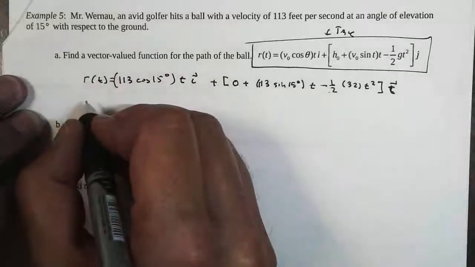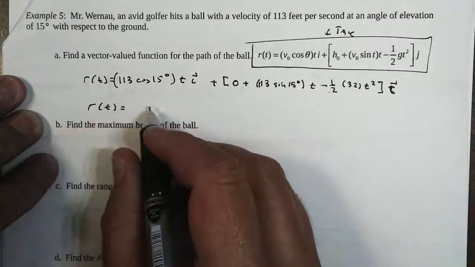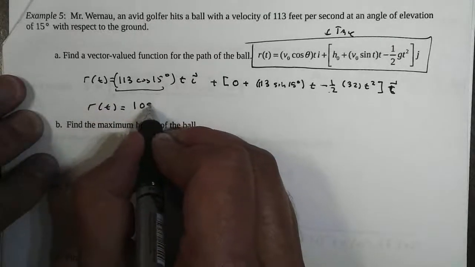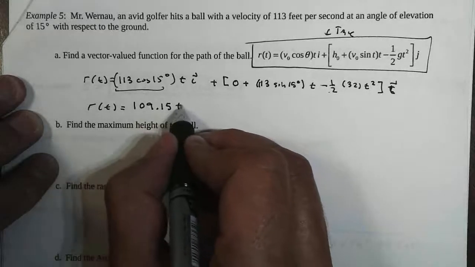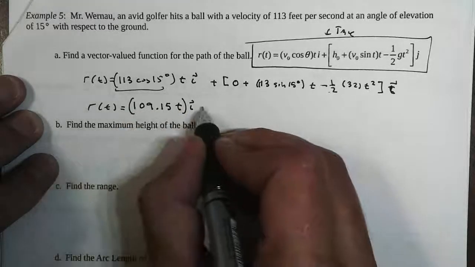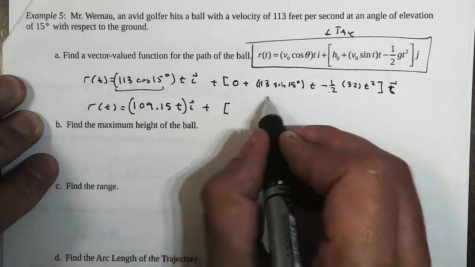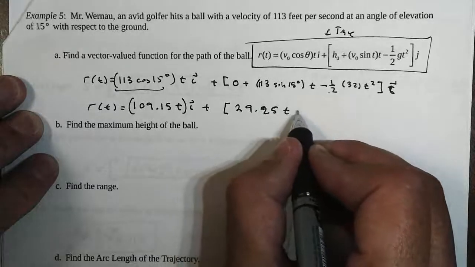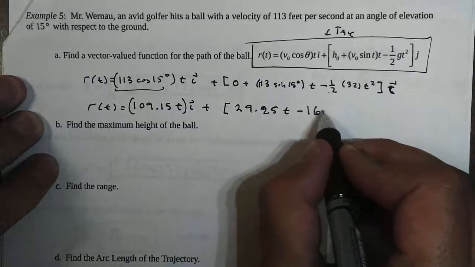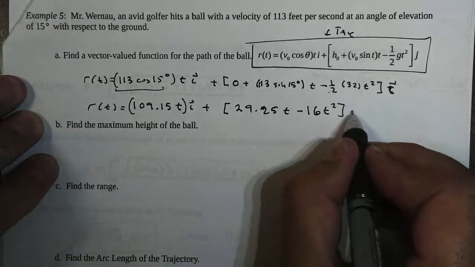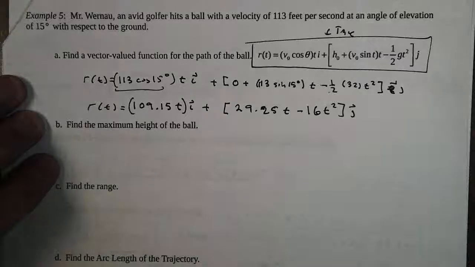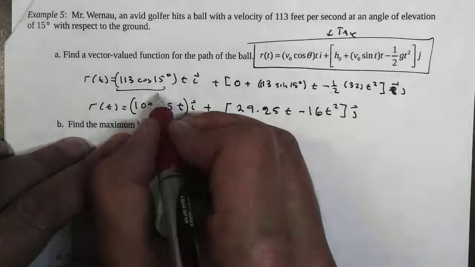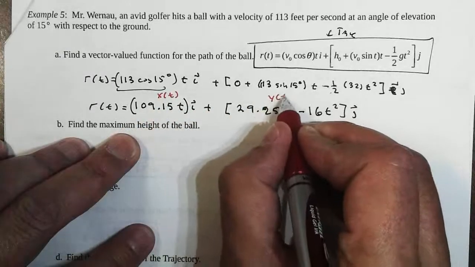Now I'm going to clean this up quite a bit. I plugged all this in my calculator, which I already did, so this gives us 109.15 t in the i direction, plus in the j direction, 29.25 t minus 16 t squared. Remember, from physics, this is like my x of t, and this is my y of t.